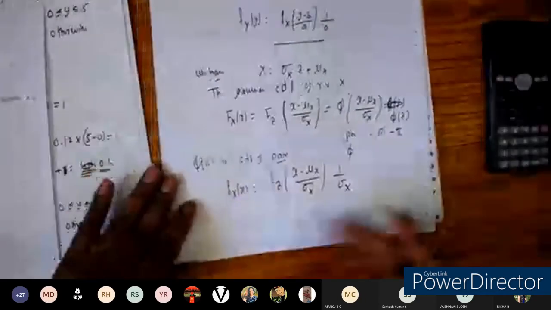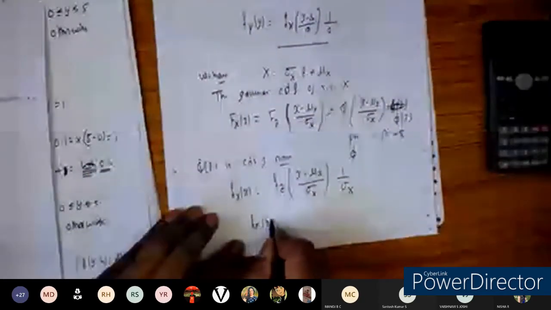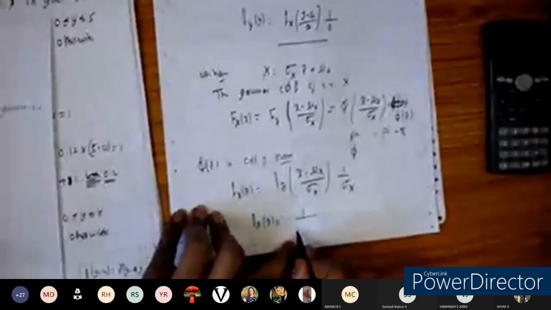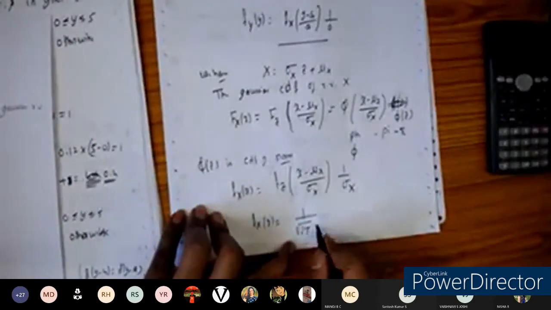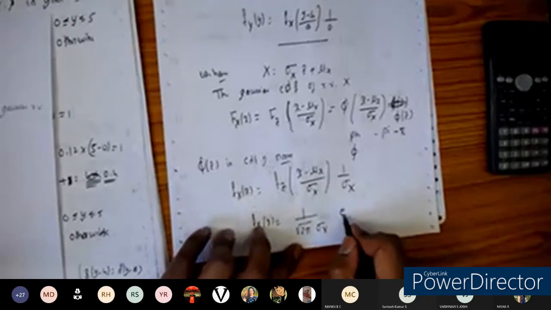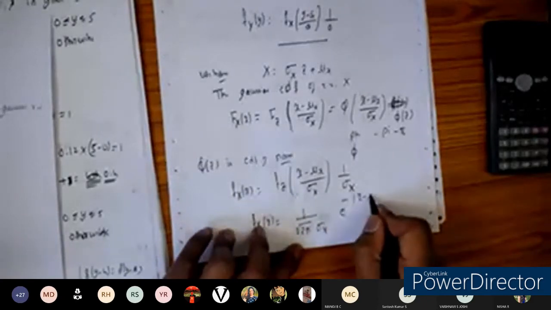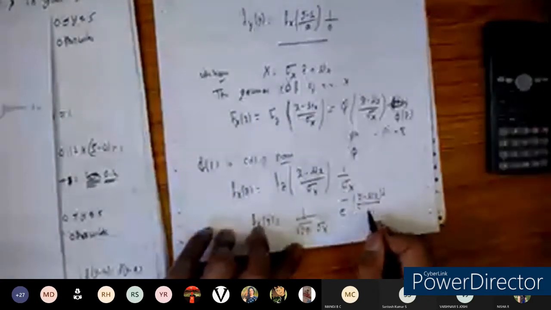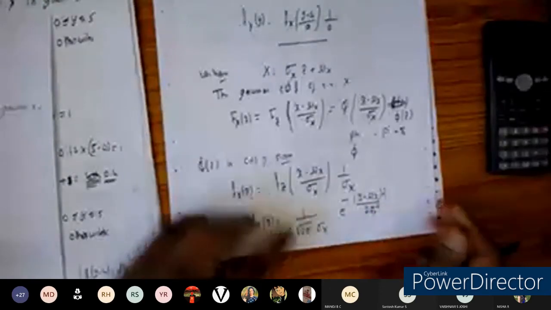Right, now we can find the expression for this one. F x of x is equal to the normalized Gaussian random variable, which we can express like this: e to the power of minus x minus nu x the whole square divided by 2 into sigma x square.